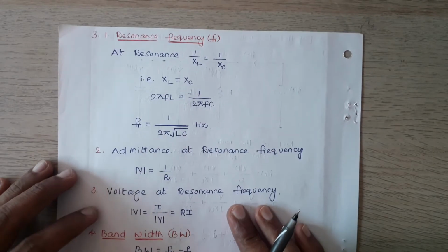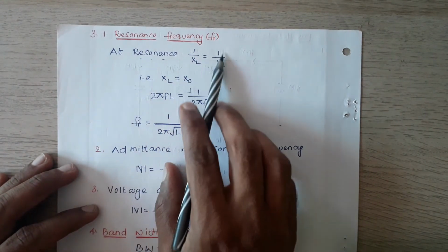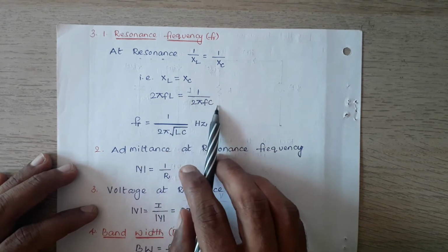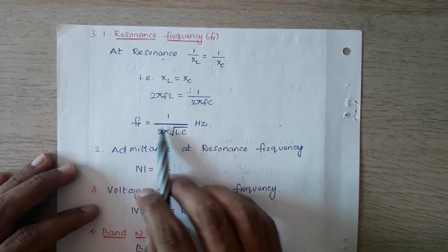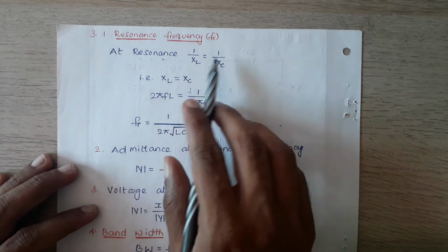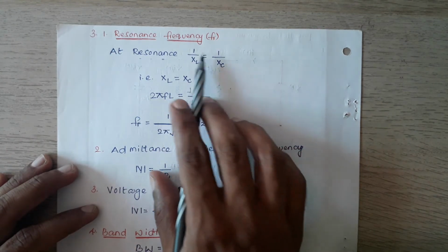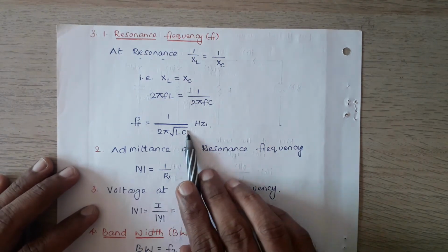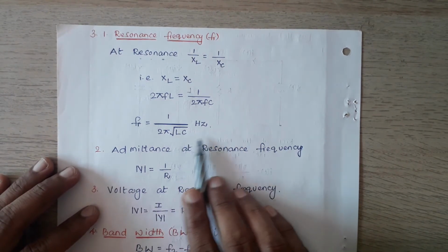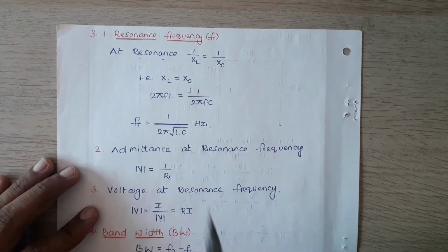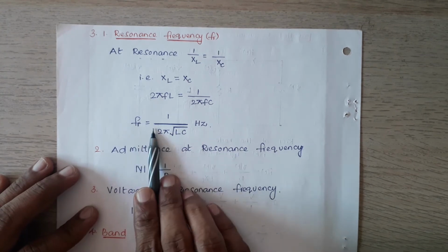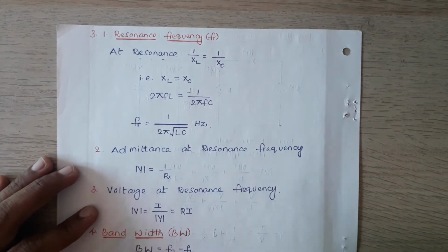Now let us get the conditions. At resonance, 1 by XL equals 1 by XC. So XL equals XC, 2 pi f L equals 1 by 2 pi f C. Extract f, which is called the resonance frequency. At resonance, the susceptance in admittance is 0, so 1 by XL equals 1 by XC. This is the expression for the resonance frequency. When R, L, C are connected in parallel, for this parallel circuit to be at resonance, this is the condition. At this frequency, RLC connected in parallel is at resonance.